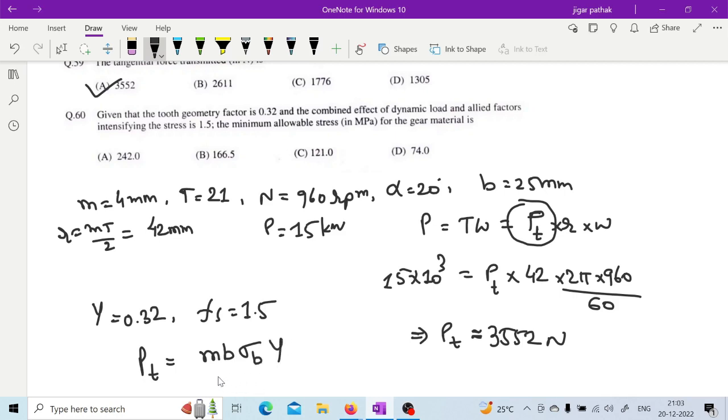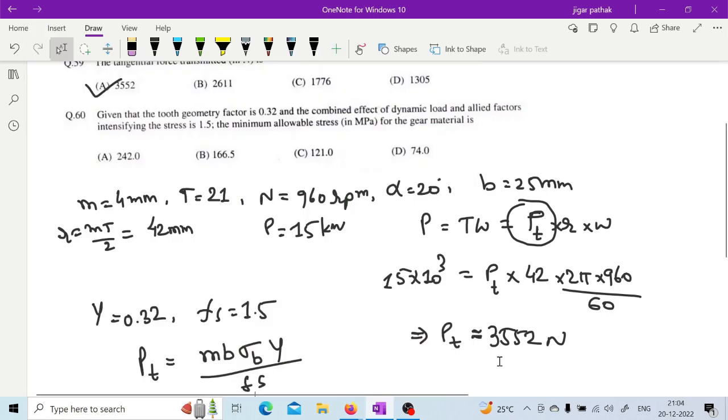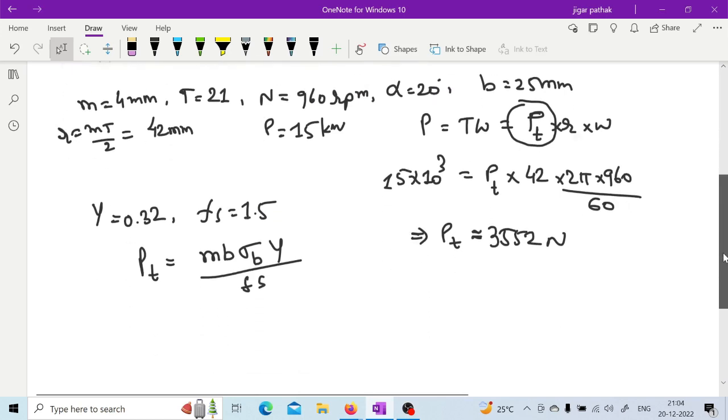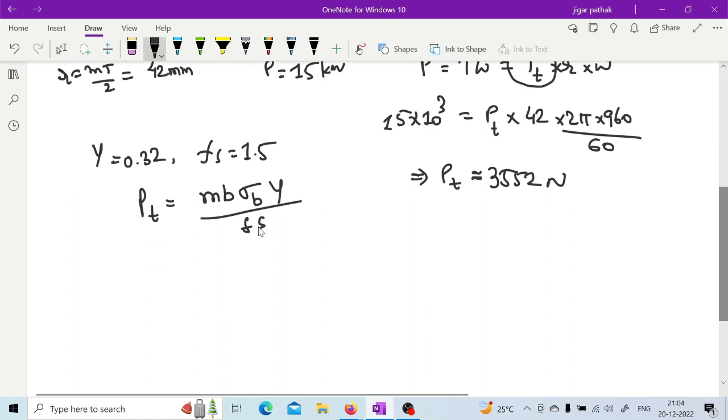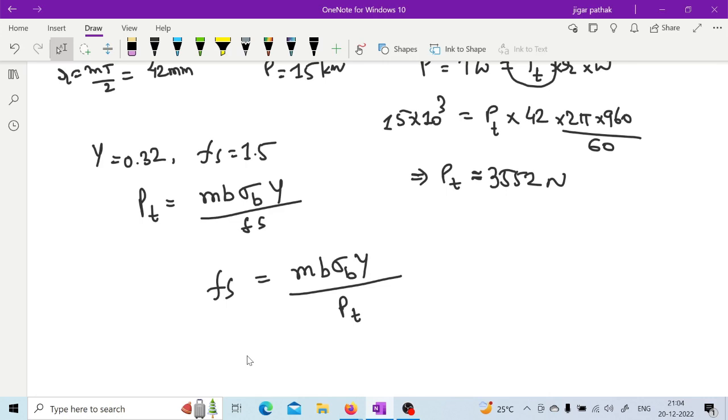Excuse me, sir. They have given intensifying the stress, meaning allied factors intensifying the stress is 1.5. Yes. So is it analogous to service factor? No, no. It is related to the factor of safety you need to consider. Because as you know, factor of safety is equal to the maximum allowable stress, that is m b sigma b y, upon the tangential force applied at a particular time. So when these intensifying factors are applied, it means you need to consider this factor of safety. Yes, for that particular case you need to consider this. This is the beam strength upon the tangential force at a particular point.